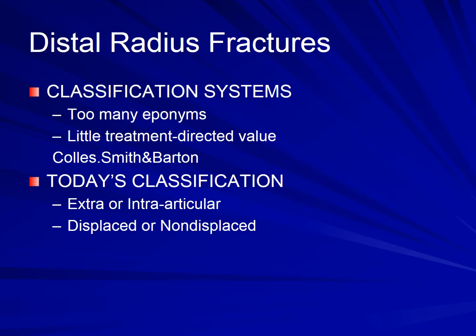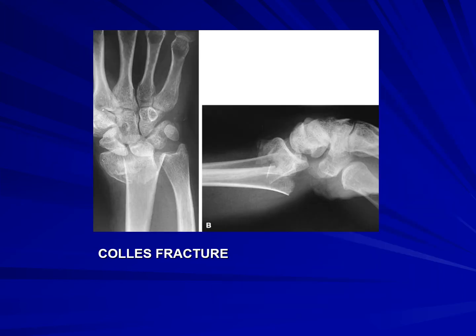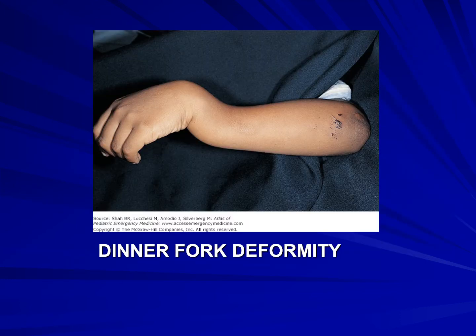There are multiple classifications for the distal radial fractures, but today's updated classification includes extra-articular and intra-articular fractures, displaced or not displaced fractures. The simple form of the distal radial fracture is the extra-articular fracture, which is called Colles' fracture or bending fracture. Colles' fracture means a fracture of the distal end of the radius with dorsal, radial overlap and impaction. This is the deformity of the Colles' fracture, which is called the dinner fork deformity.